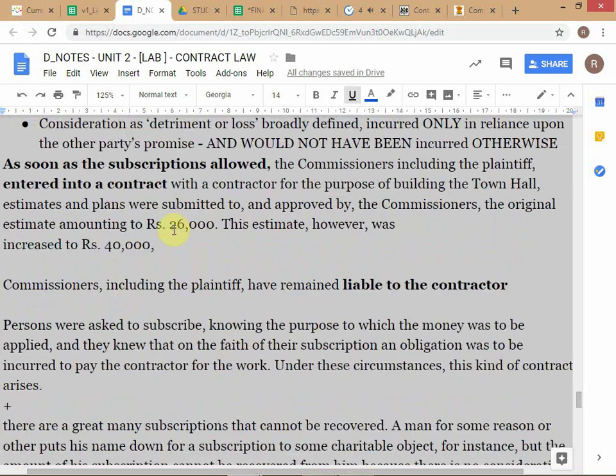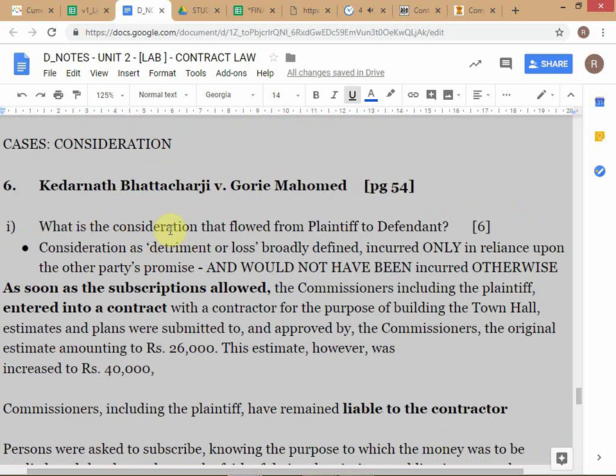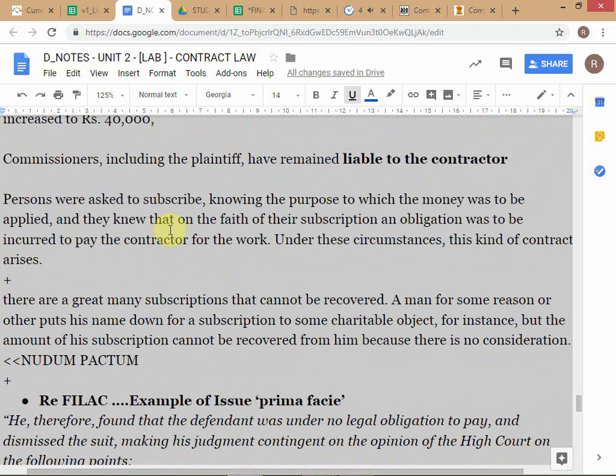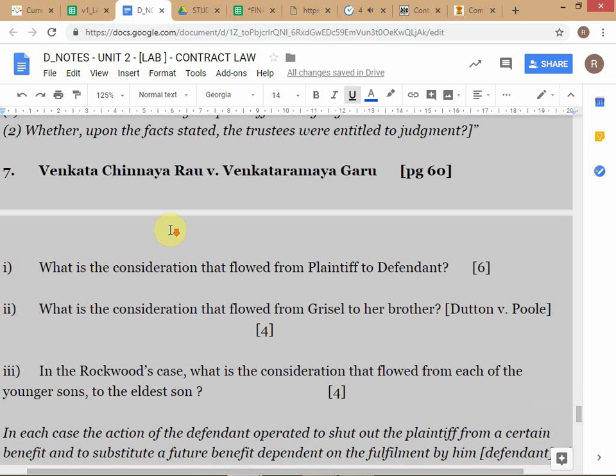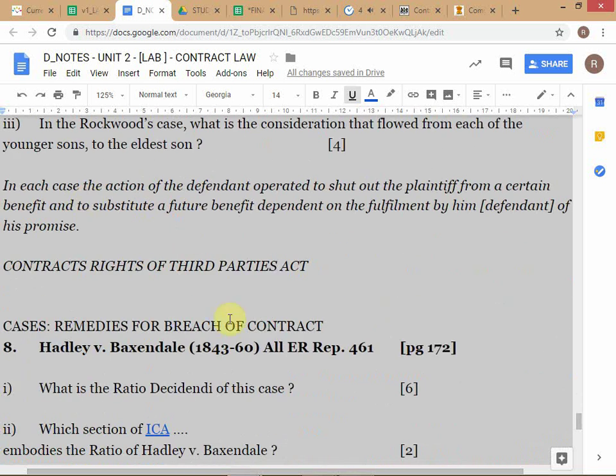So, we are going to discuss this later on. We'll discuss these consideration cases later on. We have 2 cases in consideration to discuss. Okay, we'll discuss this and this as well.